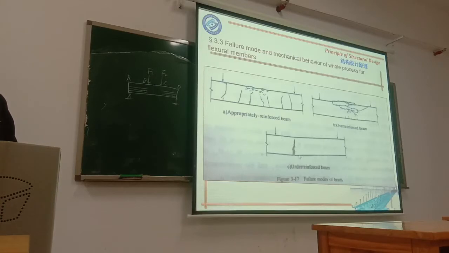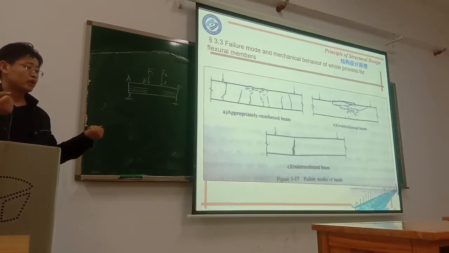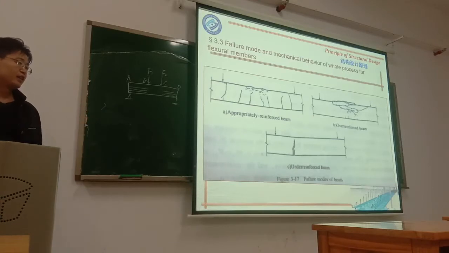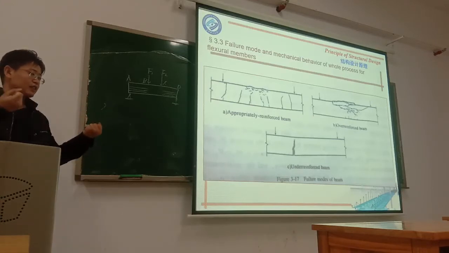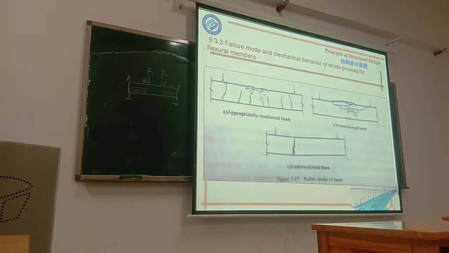So that means the capacity to resist the tensile force is very low, because there is too little reinforcement inside, or even none. Once the tensile force is larger than the tensile strength of the concrete, the beam will break. Because we know the tensile strength of the concrete is very low, while the compressive strength is very high. So this happens suddenly, even more dangerous than the other one, I think.